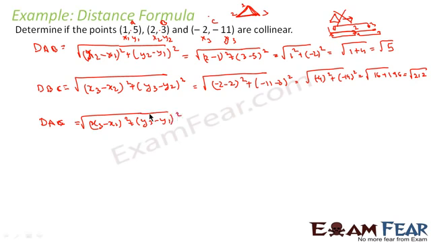See, don't get too confused. x3 minus x1 square, or we can also say x1 minus x3 square, is one and the same thing, because once you square, the negative sign goes off. Correct? So this is nothing but root of (x3 minus x1) square.